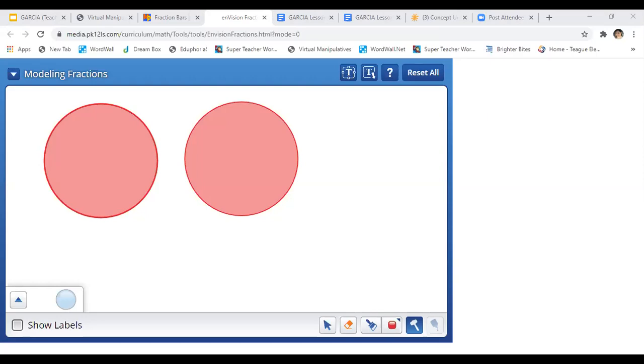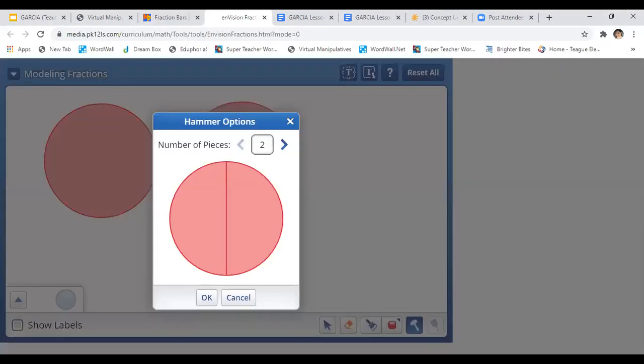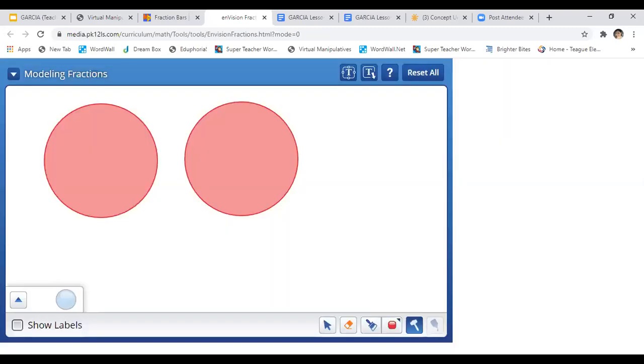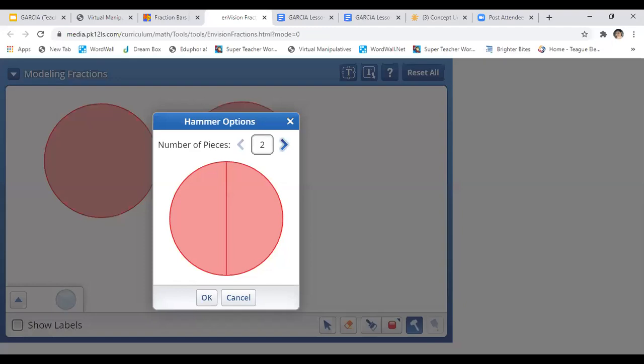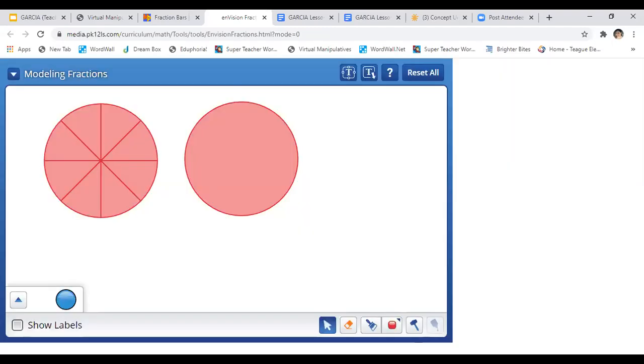So I'm going to rely on my pictorial for this. And here it goes. I'm going to hammer this one first. Whoops. All right. So for this one, I'm going to ask for 8 pieces. And for this one, no, you're not going to give it to me?